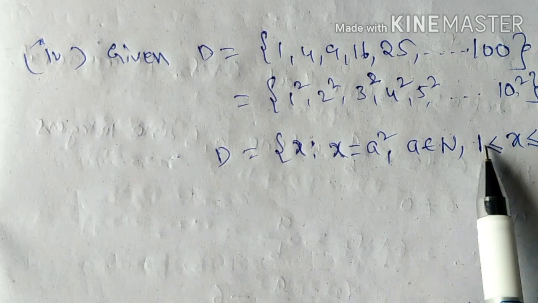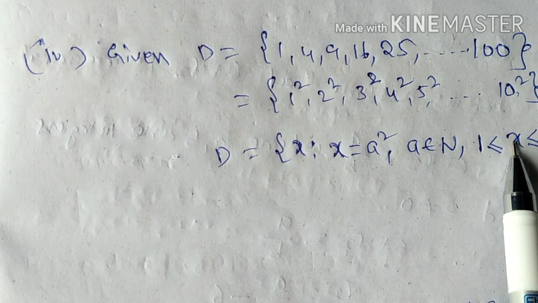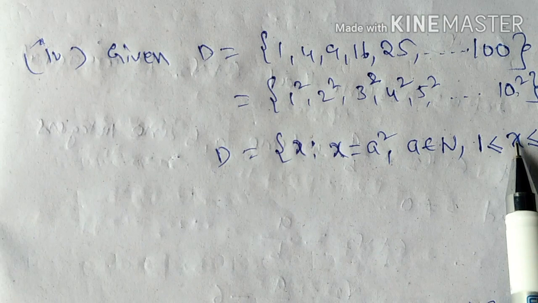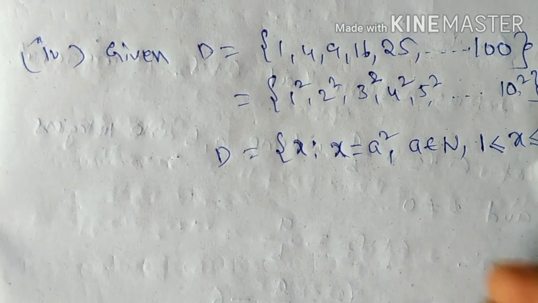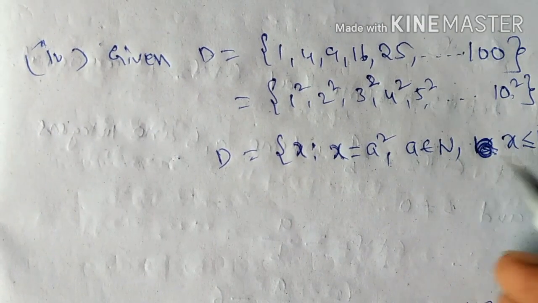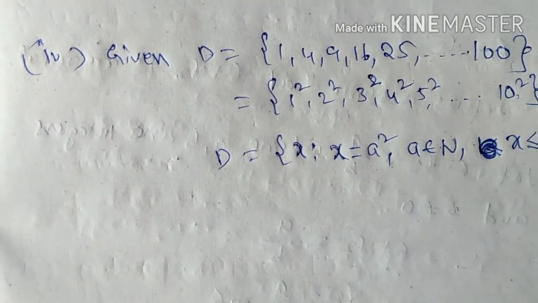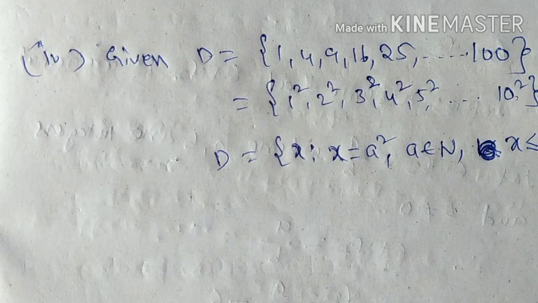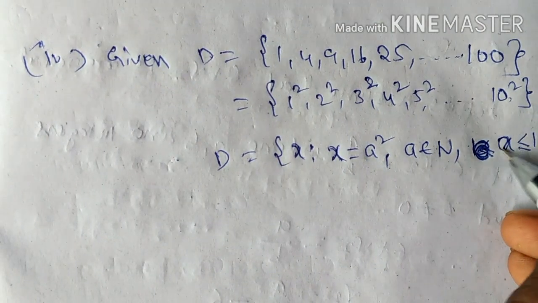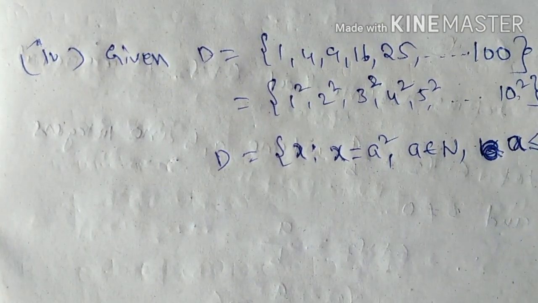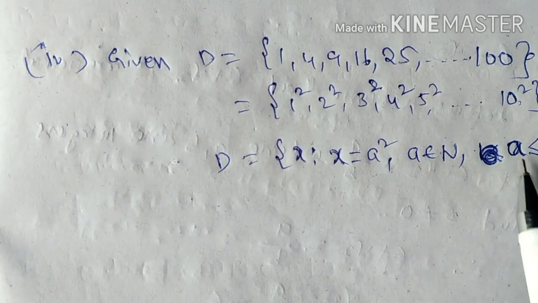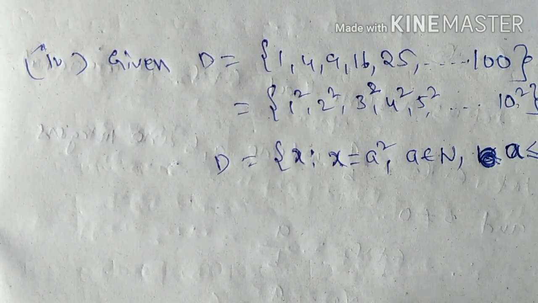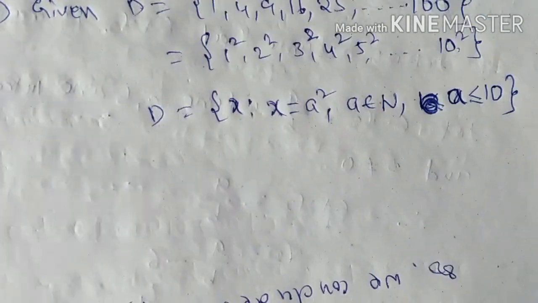So no need to write this one, sorry. a is varied here, the base, so a is less than or equal to 10.